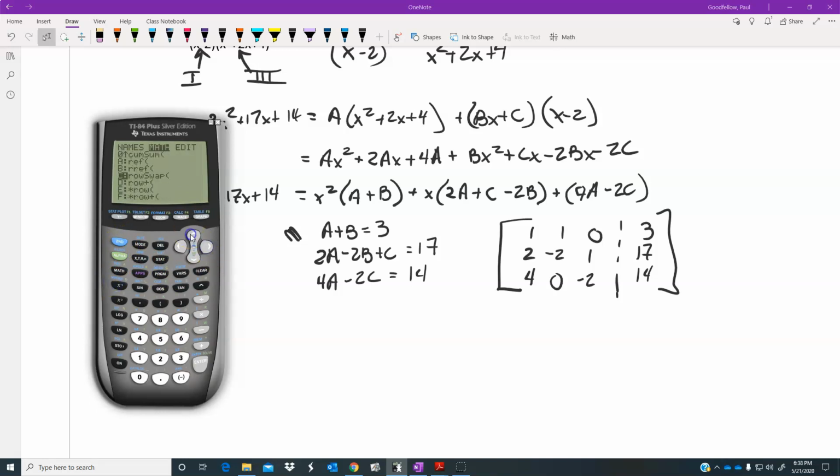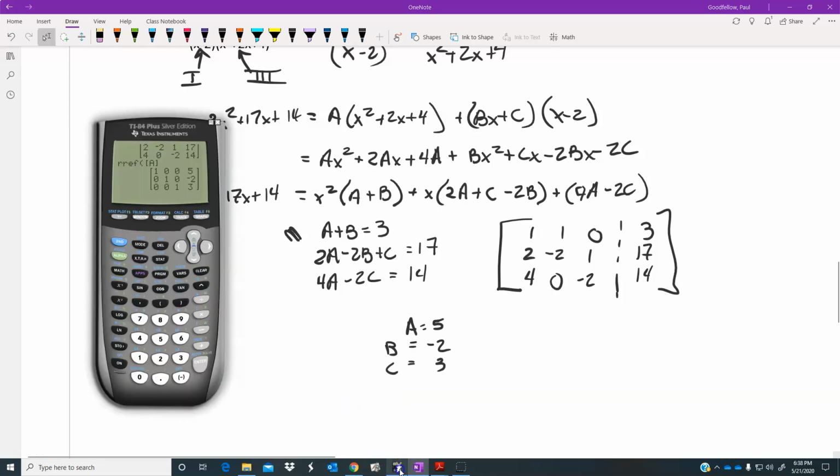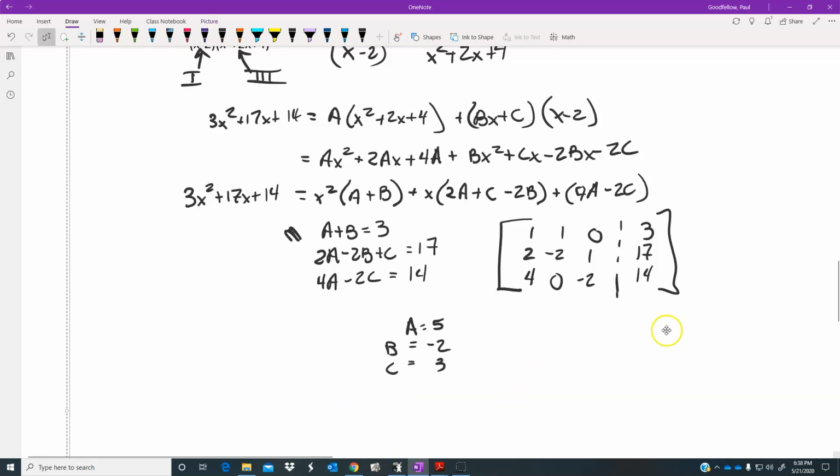So second matrix, let's go to math. We'll RREF this, row reduced echelon of matrix A. And we end up with three answers of 5, -2, and 3. So we've got A is 5, -2, and 3. I think that's what I said. I'll check again and see if I've got those same answers. Ooh, my memory's starting to be good.